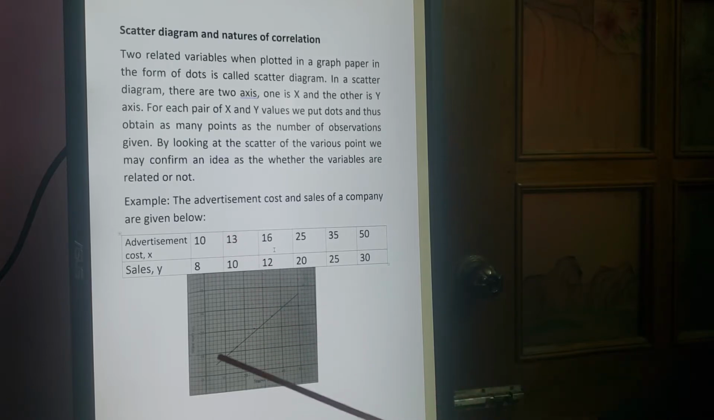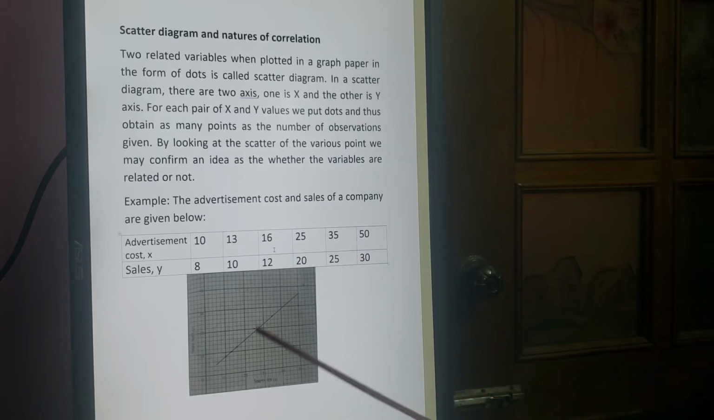For each pair we will get 1 dot. This pair gets this dot, this one this dot, and 50 and 30 this dot. These may or may not lie on the same straight line. This whole thing is called a scatter diagram.